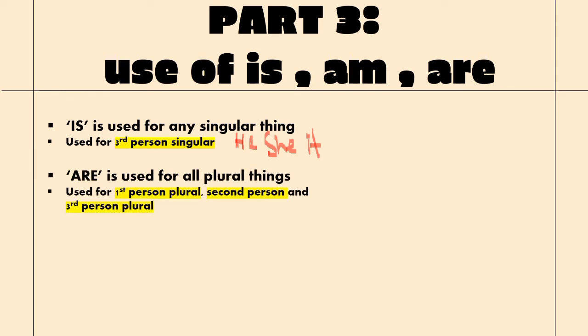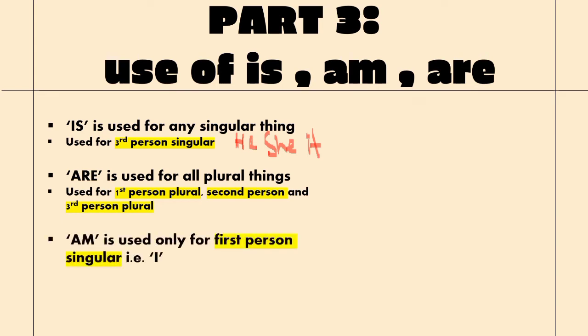Now are is used for all plural things, and we can also say that except third person singular and first person singular, with all other things we use are. So basically are is used with first person plural, second person and third person plural. Third person singular are he, she, it, and first person singular is I. So except these, with everything else we use are. This is the simplest way to remember.